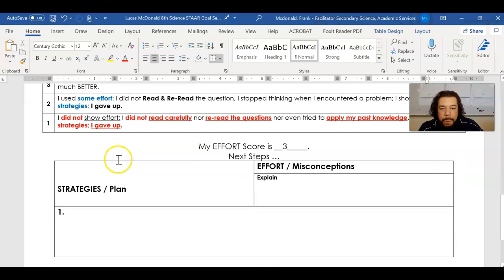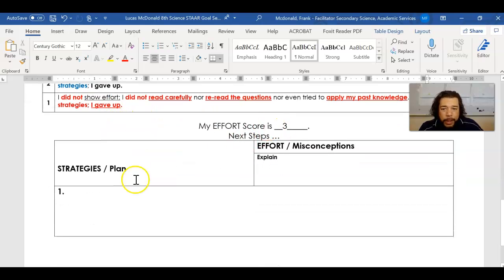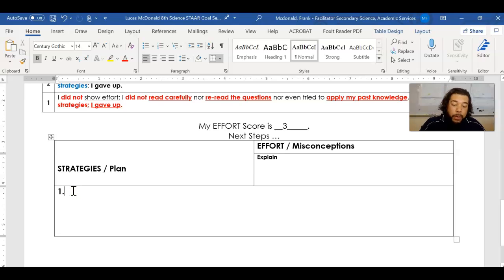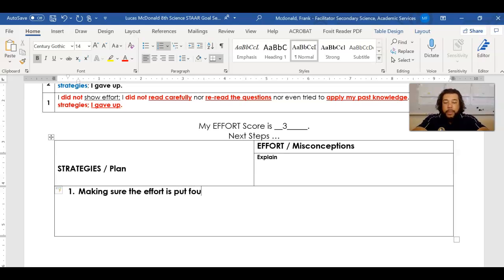So now that he's put in his effort, a strategy plan. How is he going to make this better? Making sure the effort is put forth in reviews.